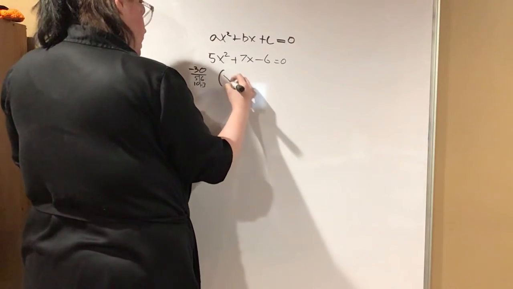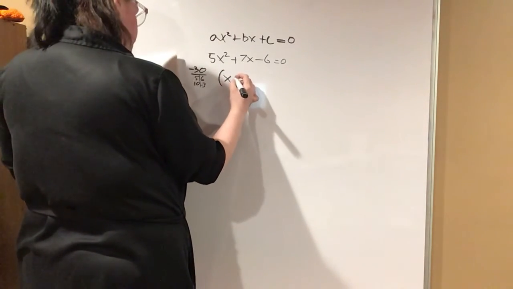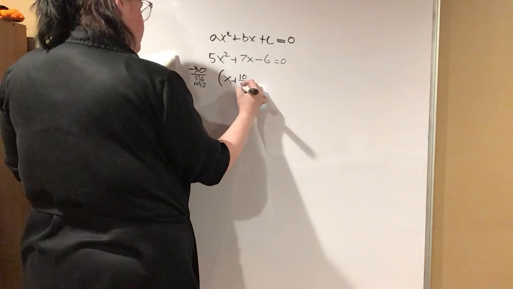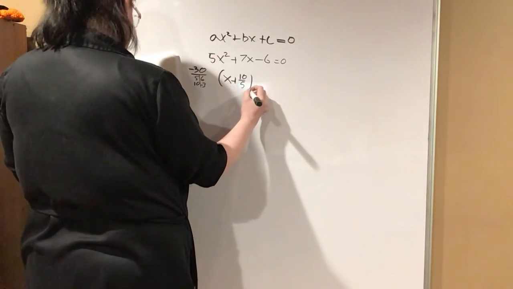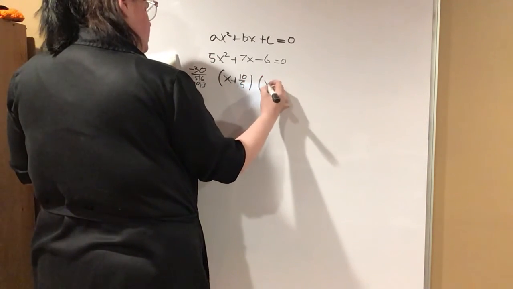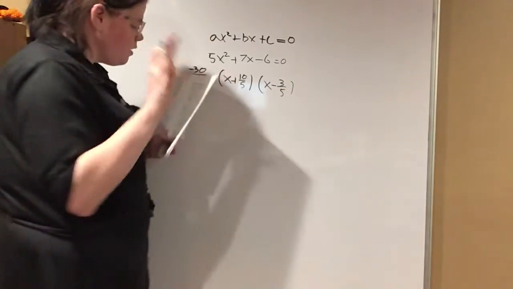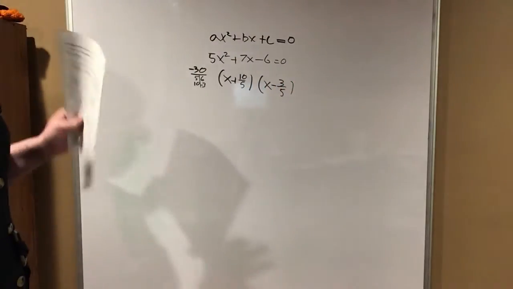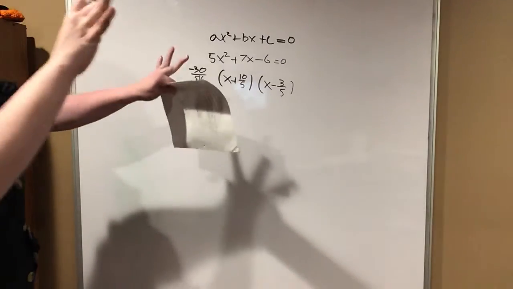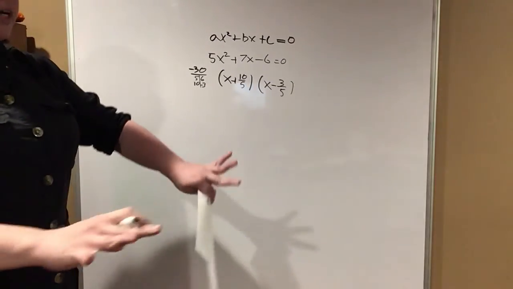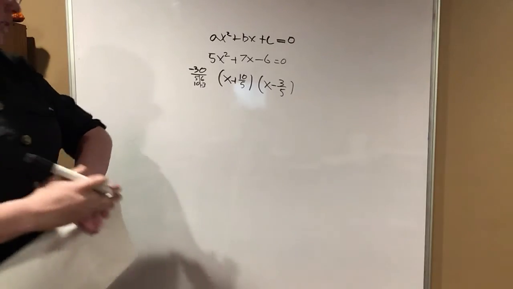So I know that I have an x plus 10 over 5, because the 5 will go on the bottom, and an x minus 3 over 5, because the 5 will go on the bottom. But now we just have to find the solutions, because these are equaling 0. This is what a quadratic is. We're actually finding the solutions to this.